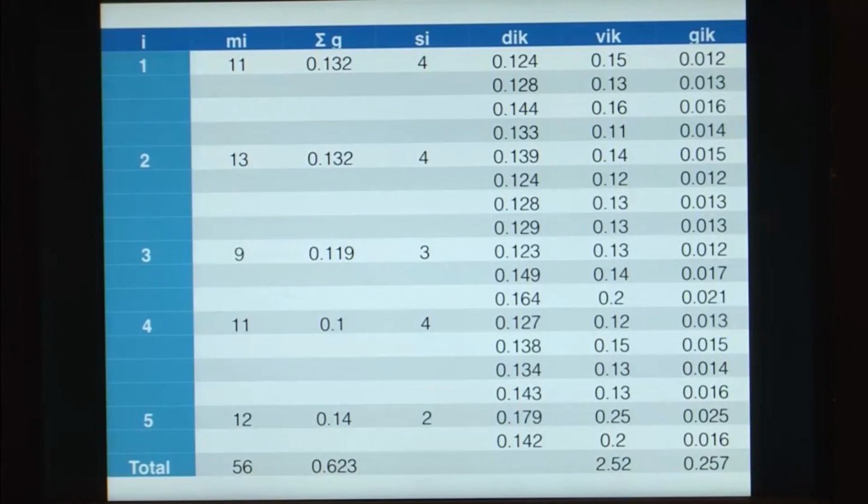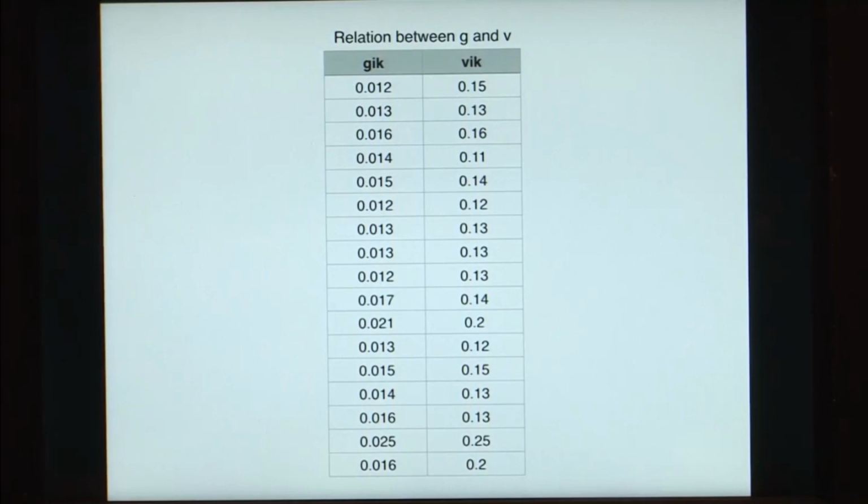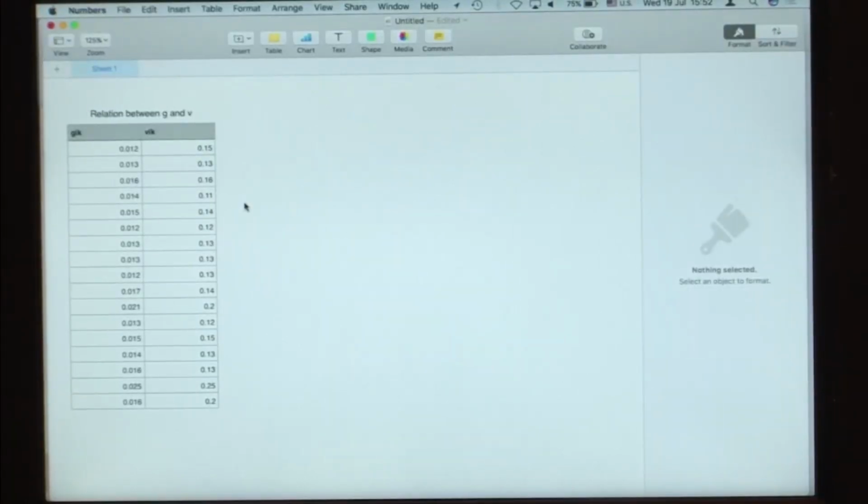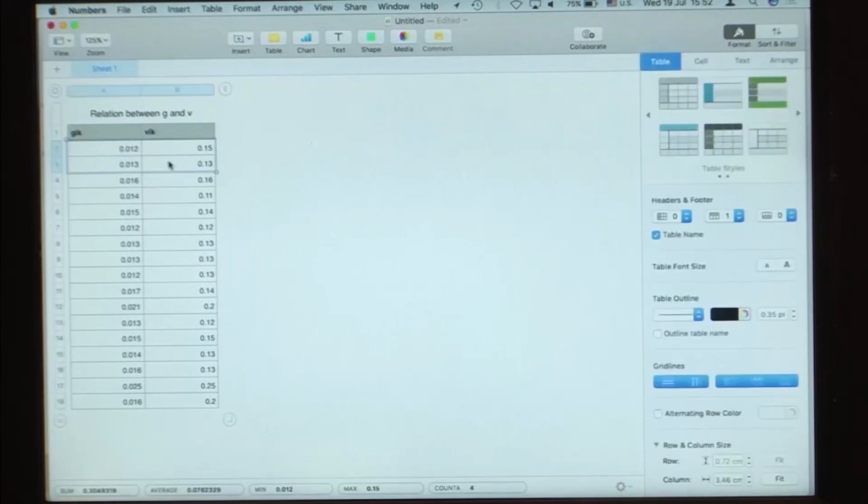So, how do we now compute the regression equation? We need to find out a regression equation between both of these variables, the GIK and the VIK. So, this is how we are going to do it. Here we have these values of GIK and VIK, and we need to find out a regression equation. If you remember your class on the graphical ways of presenting data, there we had talked about the scatter plots. Let us now make a scatter plot between GIK and VIK.